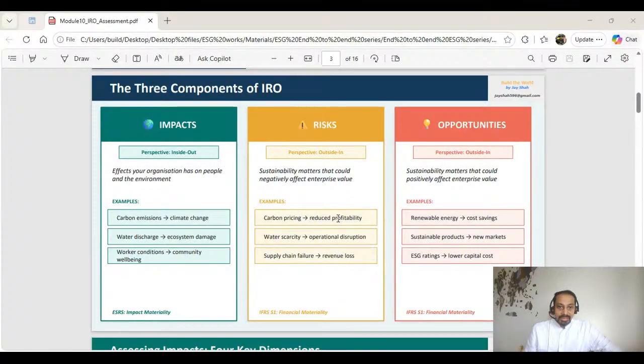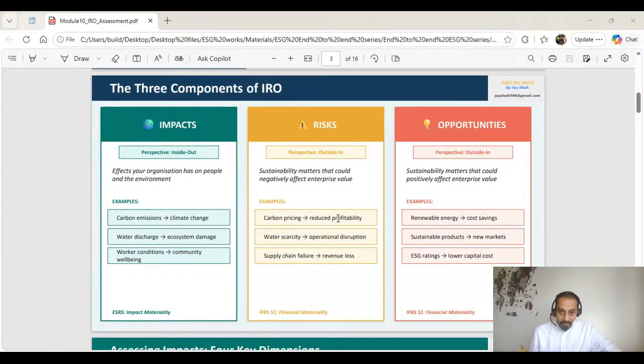So, right, this is the most conceptually important slide in the entire module. We have the three components of IRO, that is impacts, risks, and opportunities. And I want to spend real time here because many organizations confuse this, and that confusion creates problems downstream when you are doing your assessment and your disclosures. First is the impact, that is the inside out perspective. So let's start with the impacts.